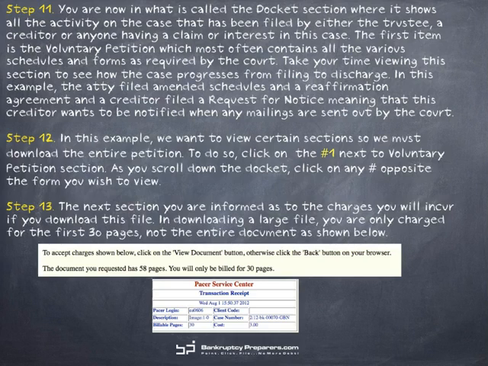As you scroll down the docket, you can click on any number opposite the form you wish to view, and they're done in numerical order as they are filed. In the next section, you are informed as to the charges you will incur. As I mentioned before, you're only going to be billed for 30 pages. In this example, this document's 58 pages, and they're going to charge us for 30 pages, or $3.